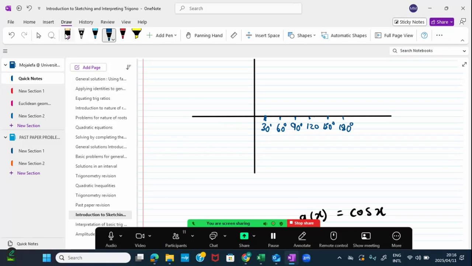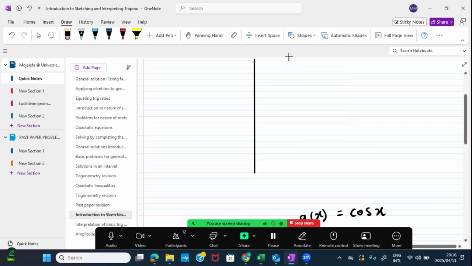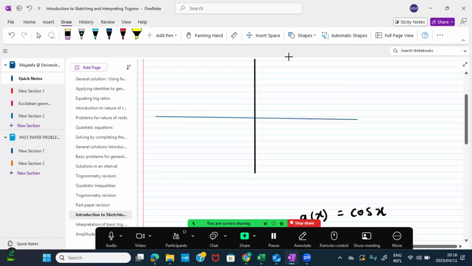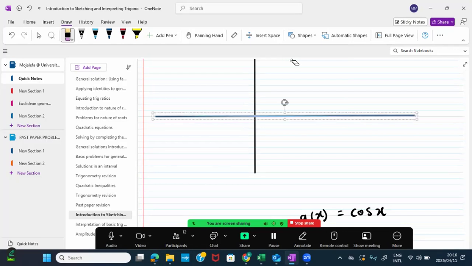Or since it's the basic graph of sine, sorry about that. Let me do this. Okay, I'll just add that line. Okay, let me just do this.